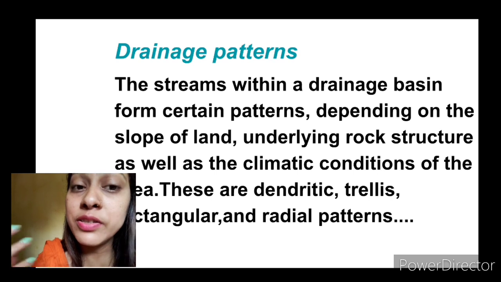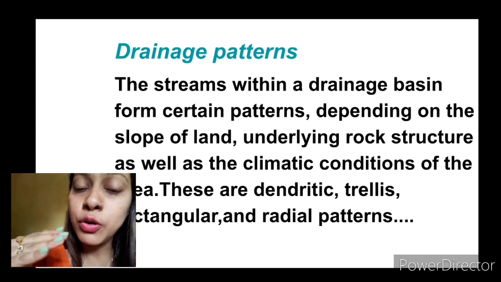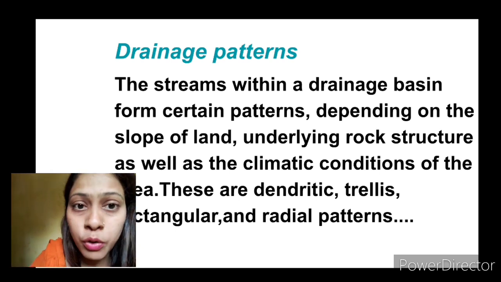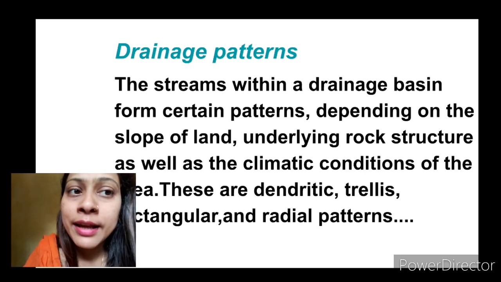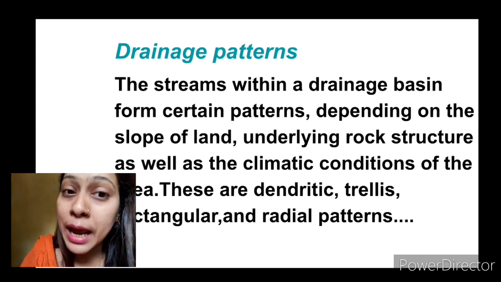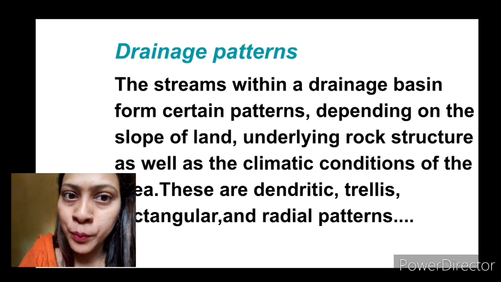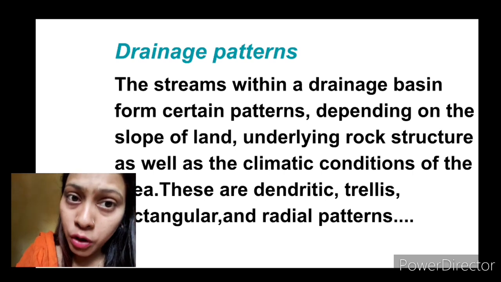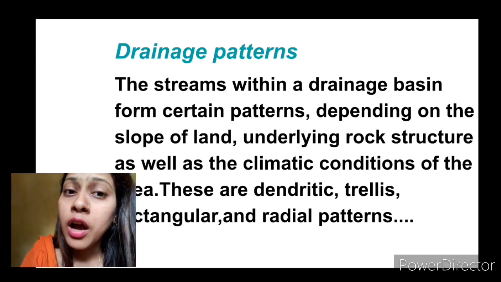Various drainage patterns are the result of some factors. Please see the factors on the slide. One is the slope of the land. Some may have a very high slope, some may have a gentle slope, so it depends on the slope of the land. Next is the underlying rock structure. Some rock may be very soft, some may be hard, so it depends on the type of rock. If it is hard rock, then the flow will be different. If it is soft rock or a different type of rock, then it will have a different pattern of flow.